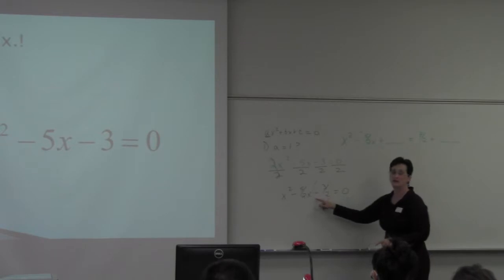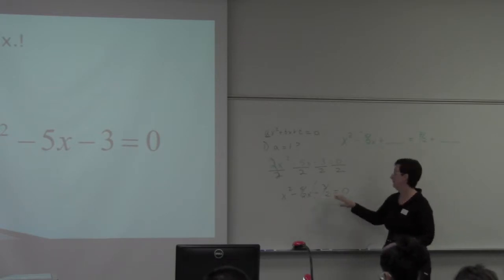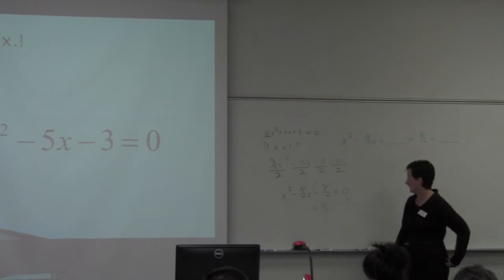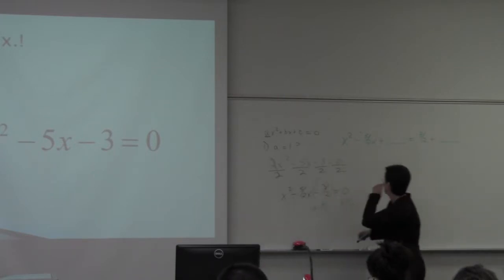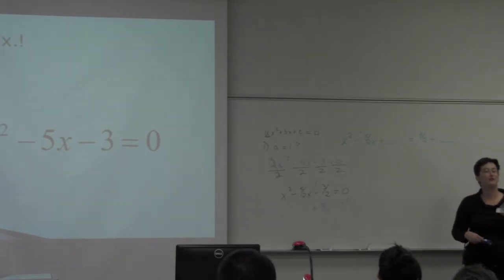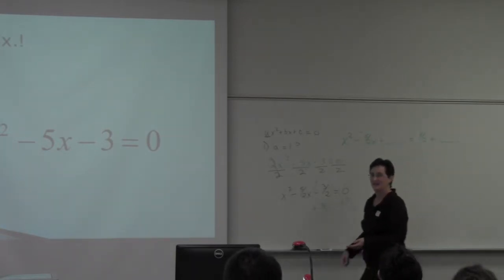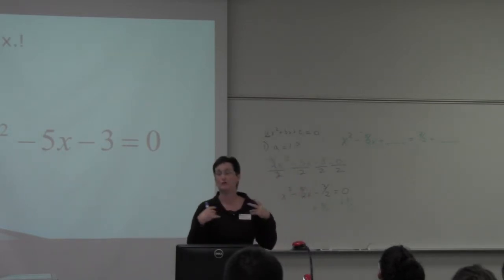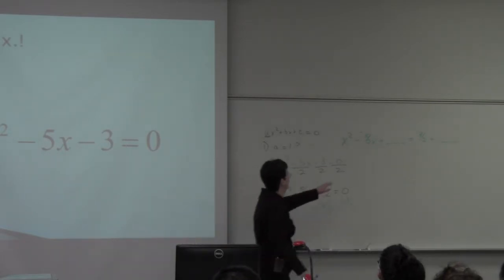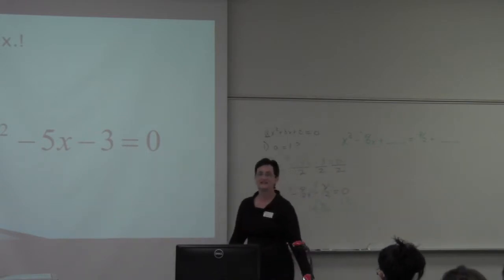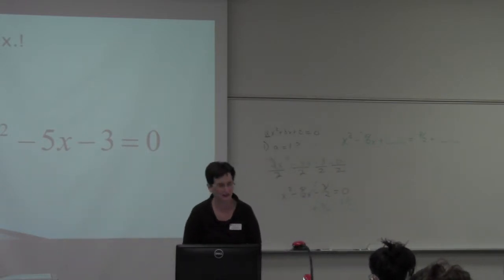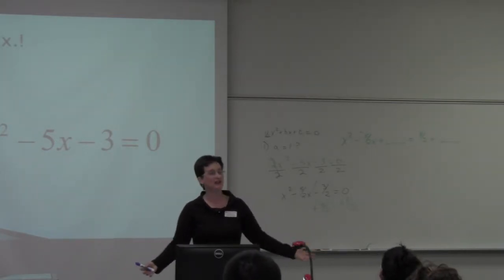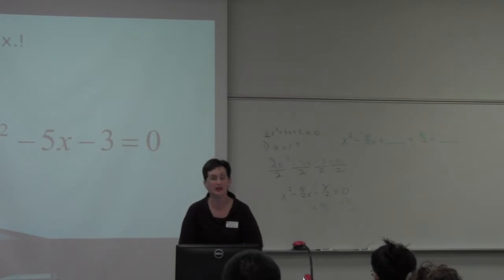And don't forget to change the sign. This is a very common mistake when you're doing completing the square. Don't forget it's moving over here and it's going to change signs. All right, next. We have to find what does work. How do we find the perfect number to create a perfect square when it's negative 5 halves? Right? Yuck.